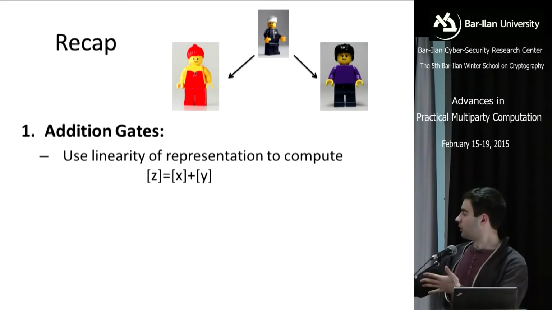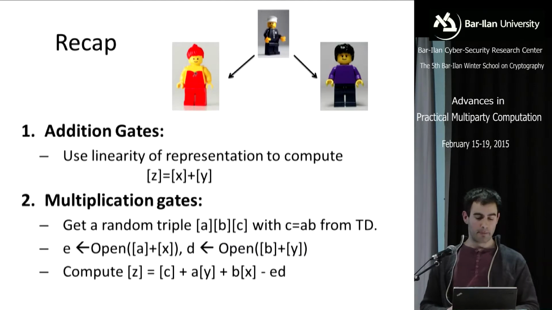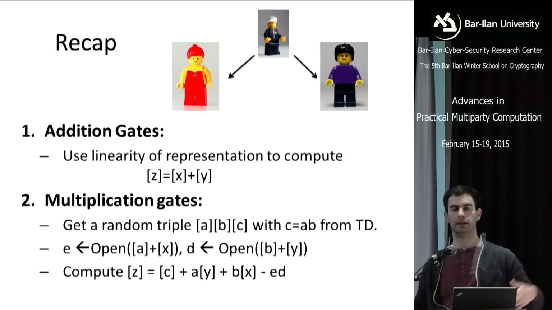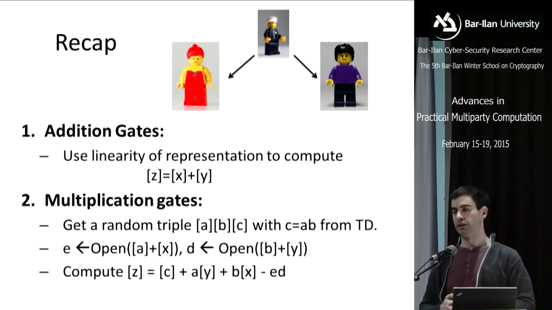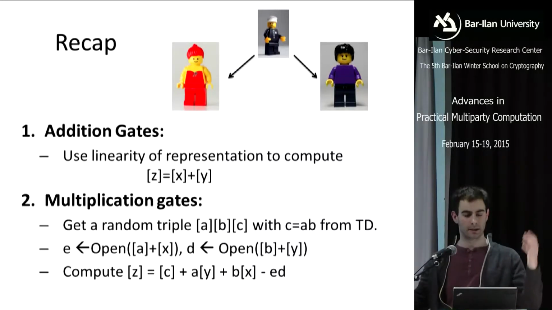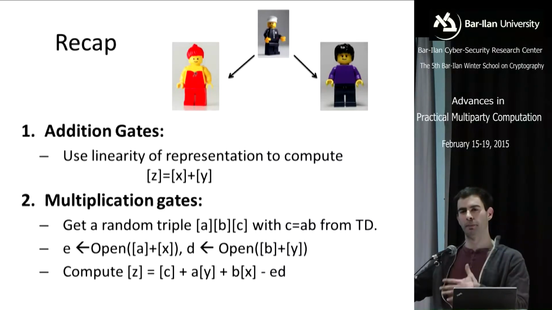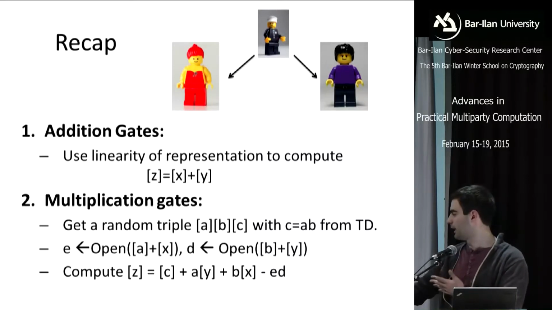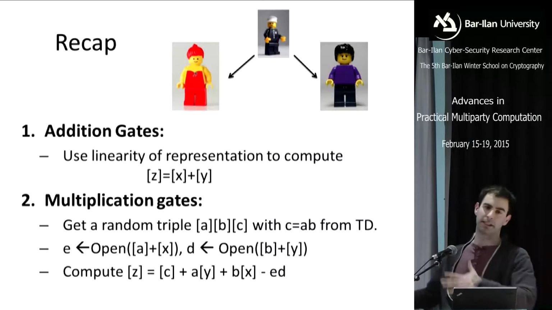Addition gates are easy. Just use the fact that the representation is linear and do this. And multiplication is like before. Get a random triple ABC for this new augmented representation. Open, compute this linear operation, and now these opens are not the old opens. Those are the opens where you check the Macs, right, before outputting. And these pluses here are not the old pluses. These are the pluses where you also add the Macs and the keys. Now this makes the whole protocol secure.